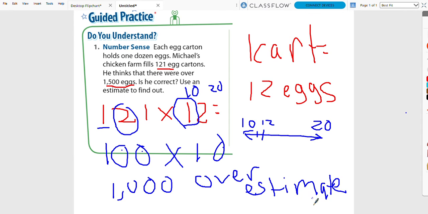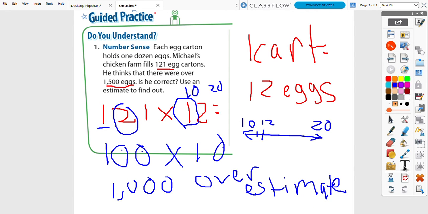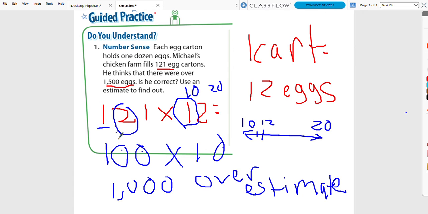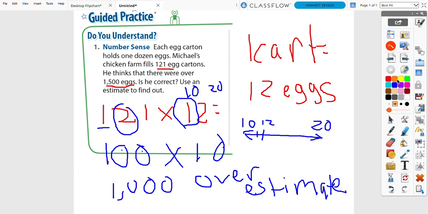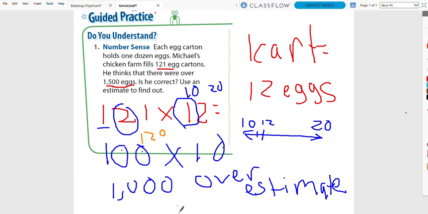Something to keep in mind is where you round, though. 121 is closer to 120. We could have rounded this to 120 if you wanted to, and done 120 times 10. 120 times 10 would be 1,200. That also is another estimation. Both are correct. Both would be accepted.